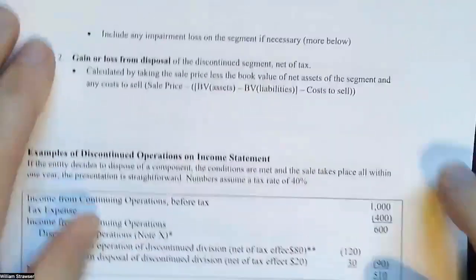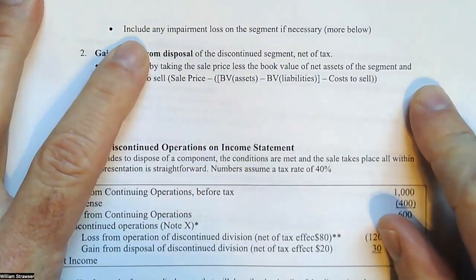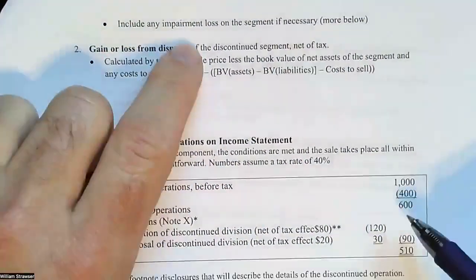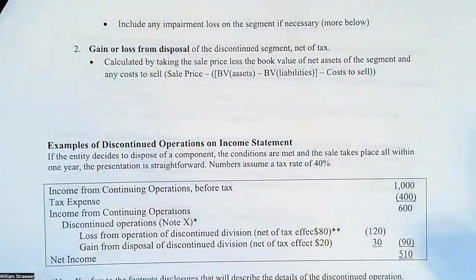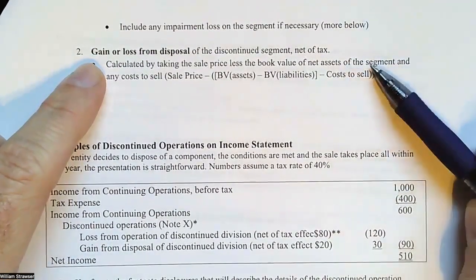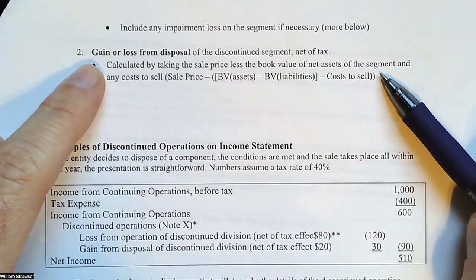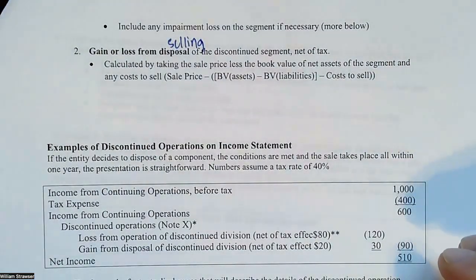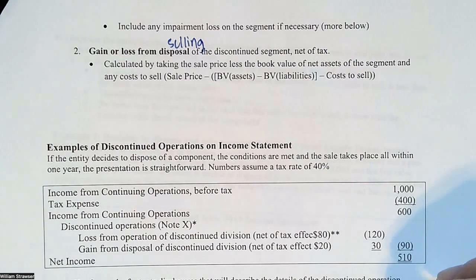Now, within that, we can include any impairment loss on that division if it's necessary. We're going to talk about impairment loss a little bit more below, so don't worry about it now. The other thing we would need to include is a separate line item from that income or loss from the discontinued company: any gain or loss we got from the disposal, from selling it, right? So disposing means selling. So if we're discontinuing, we're going to sell it off. Now, we have to calculate our gain or loss from selling it off.